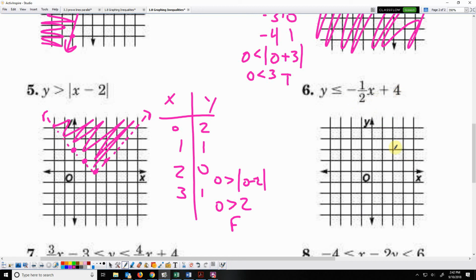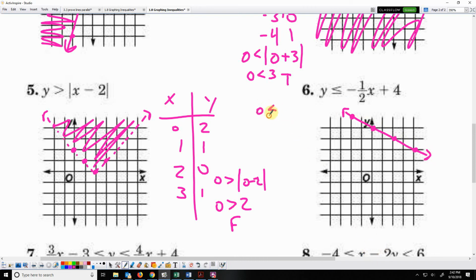Here's another line. The y-intercept is 4. The slope is negative 1/2, so that's down 1 and right 2. And we can go up 1 and left 2. It's underlined, which means or equal to, so it will be solid. So everything on this line will satisfy the inequality.